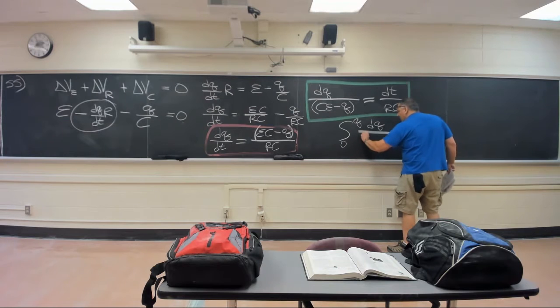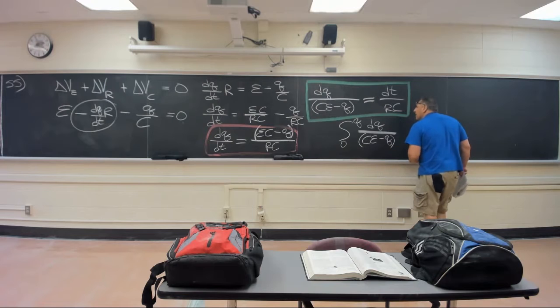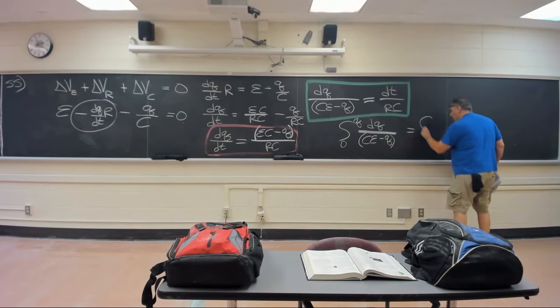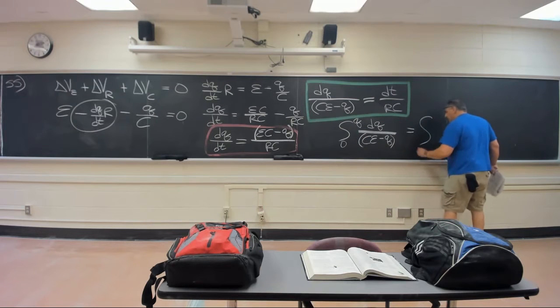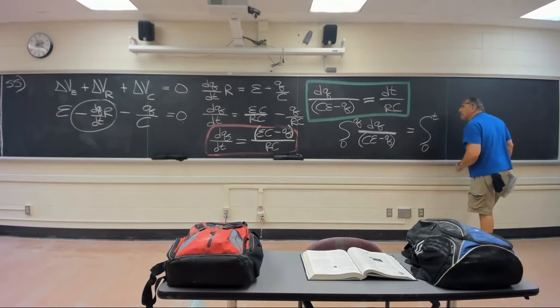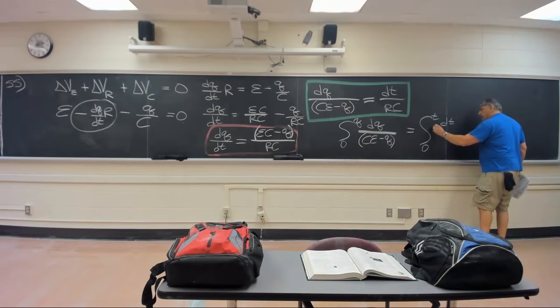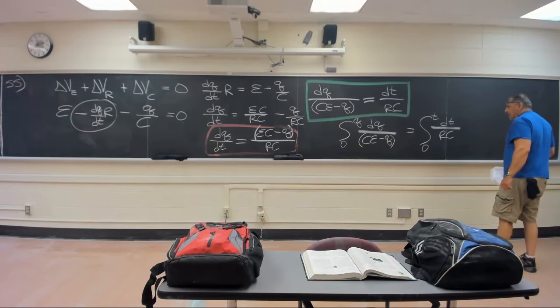You got dq over C epsilon minus Q. And here you're going to integrate. While that's happening, it took a time t for the capacitor to reach a charge Q. So it went from 0 to t. Very important. What the heck is it?